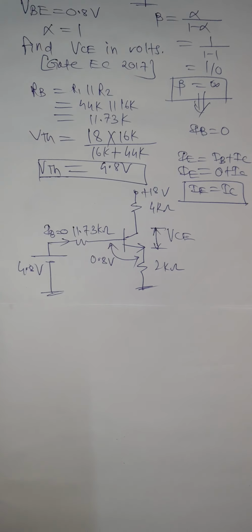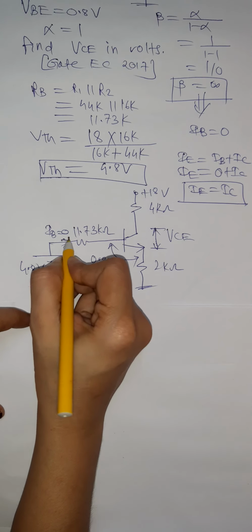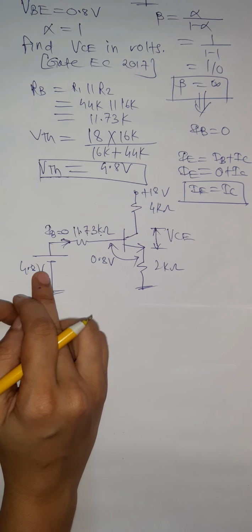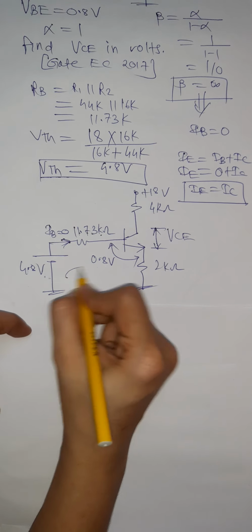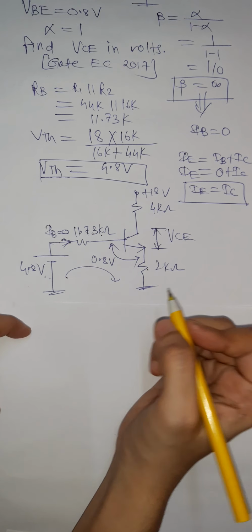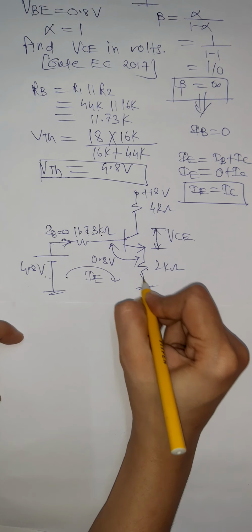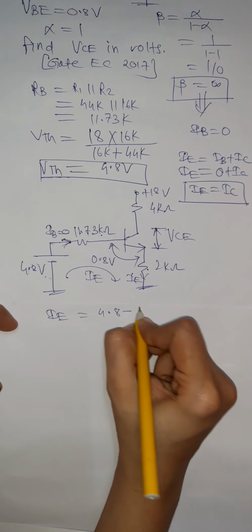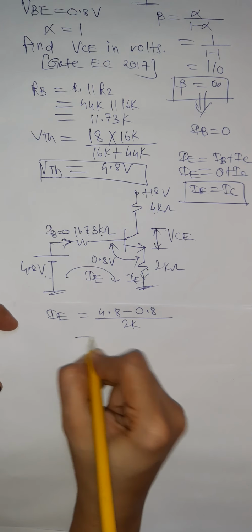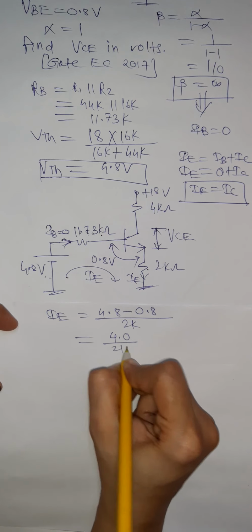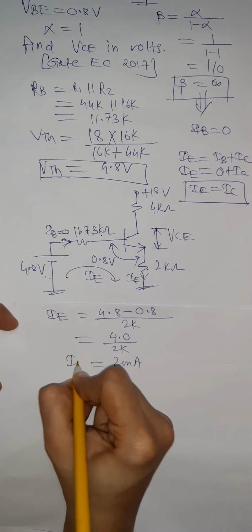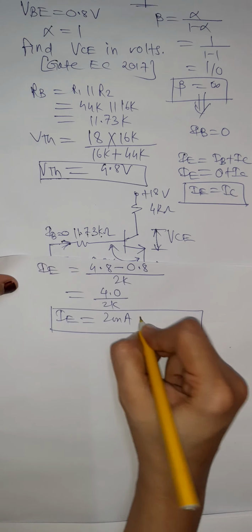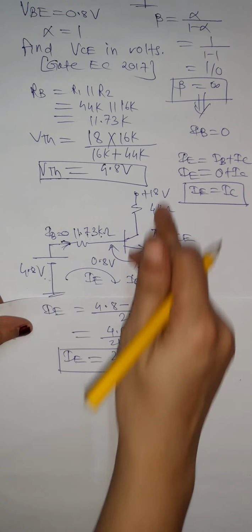Now analyze the circuit. Current flowing through this 11.73 kilo ohm will be 0. So don't consider this. We will only consider this voltage and apply KVL to base emitter loop to get current IE. So IE will be 4.8 minus 0.8 divided by 2K. So it will be 4 divided by 2K is 2 milliamperes. But IE is equal to IC. So value of IC will be also 2 milliamperes.